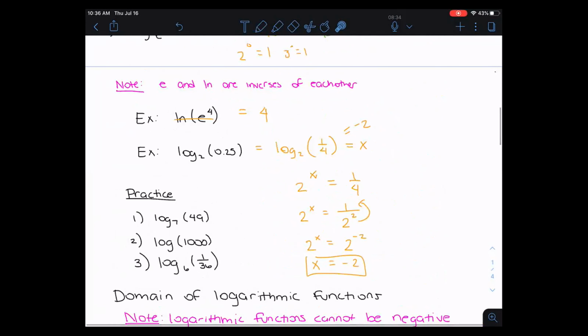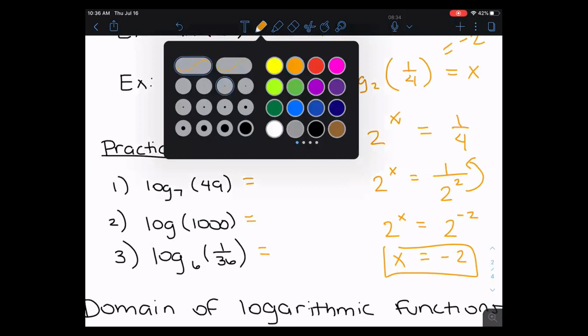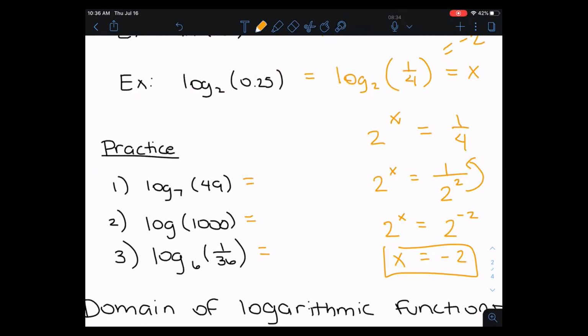If you do not have any other questions, you can try these 3 practice problems to see if you know it. Again, this is just thinking 7 to what power gives you 49. So you can identify this, identify this, identify this. And then we can talk about domain.